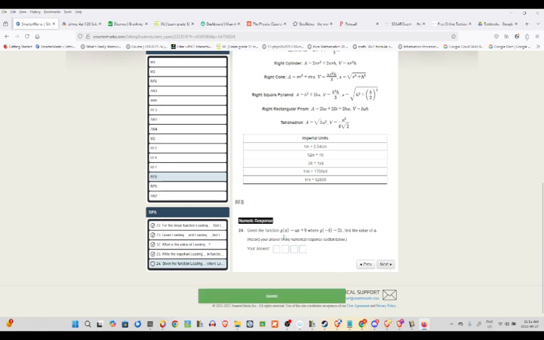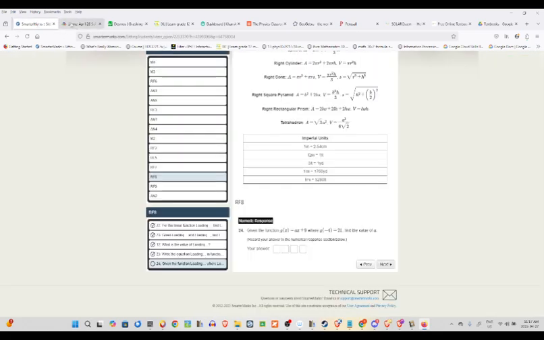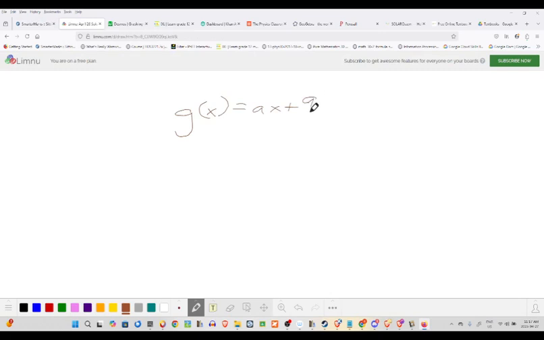Now, given this function, g of x equals ax plus 9, where g of negative 4 is 21, find the value of a. All right, so let us solve for a. G of x equals ax plus 9. And we know that g of negative 4 is 21.